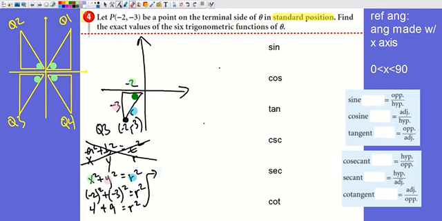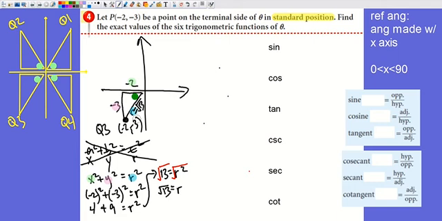And r squared is going to be 13, so I'm going to square root both sides. There's nothing you can do after this. 13 is as simplified as possible. So you get r equals root 13. You cannot simplify root 13 anymore. 13 is a prime number.